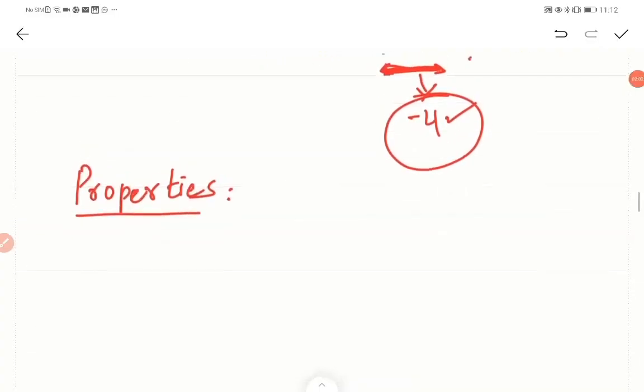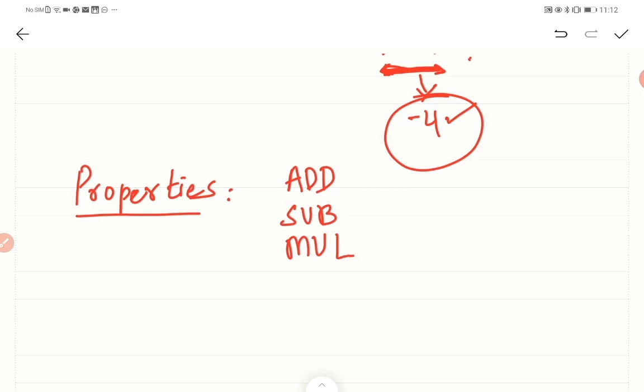So now it's time for us to study the properties of integers, under addition, under subtraction, under multiplication and division. Under all these operations we need to study the properties. In the last 6th class, you had studied the properties of whole numbers, right? I hope you remember those properties. Let's see one by one.